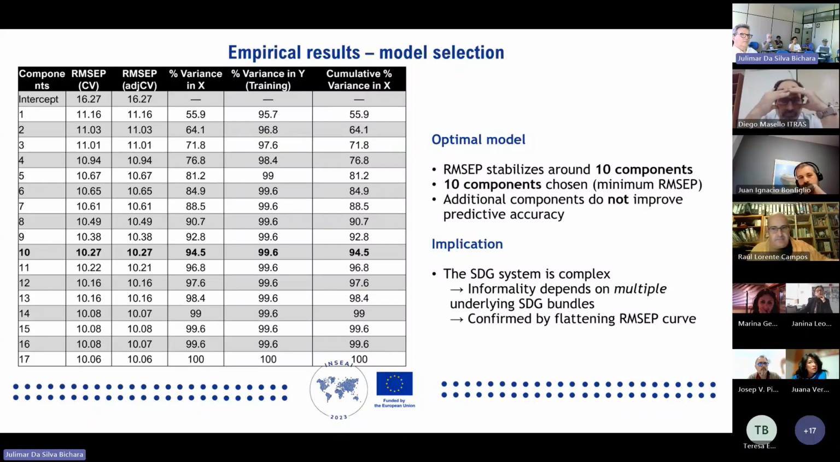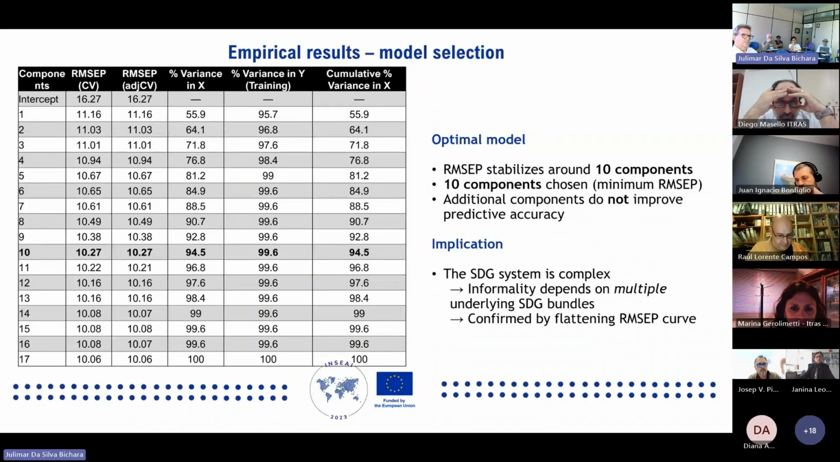And going now to the empirical results, here in terms of model selection, we chose 10 components as the cumulative percentage of variance in the shadow economy tends to stabilize after the 10 components. And the implication here is that the SDG system is very complex.